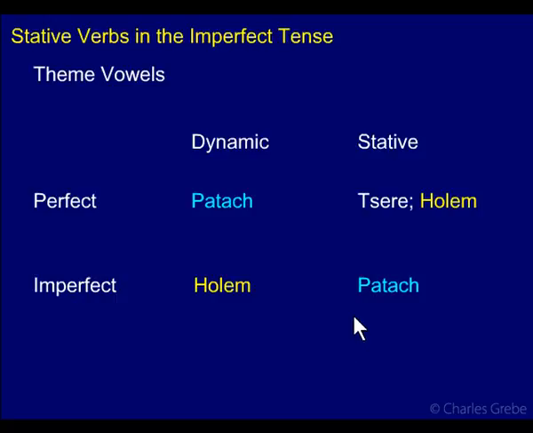So with the imperfect, the patach is the stative, while with the perfect, the theme vowel patach indicates dynamic, and it's just the opposite. The holum for the imperfect indicates dynamic, while the holum for the perfect indicates stative. Now, the perfect has a third one, the one with the tsere, which doesn't show up here at all. But again, we got this flip-flop here.